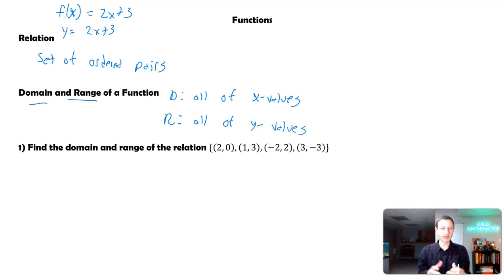So the domain is all the x values, like where does this function exist on the x-axis, like where would this be? And the range, where does this function exist on the y-axis? So what y values do we get in this function?